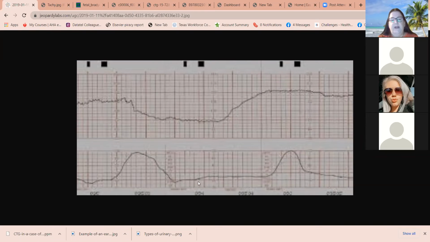About 5.5 minutes. Remember, we count from the beginning of a contraction to the beginning of the next contraction, not from the end to the beginning. So, beginning of the contraction to the end, they're lasting about, this one's almost 2 minutes. This one is about a minute. So they're not really consistent.